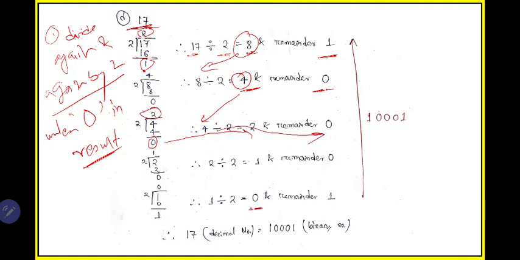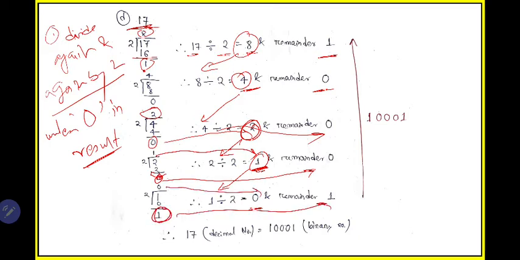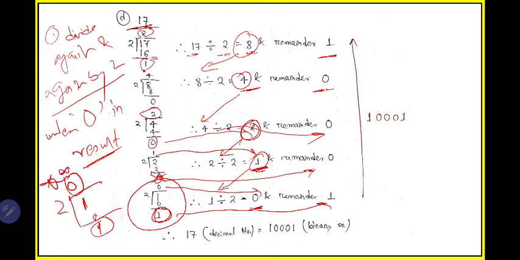Then divide this 2 again by 2. 2 by 2 is 1 and remainder is 0. You need to make this place 0, so divide this 1 again by 2. 1 by 2 is 0, and 1 is your remainder. 1 is your remainder, 0 is your answer. In this division, dividing 1 by 2, never make any mistake. It will be 0 over here and 1 as remainder. Do not make any mistake in this place. Okay, remember.